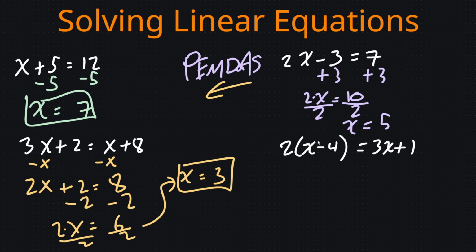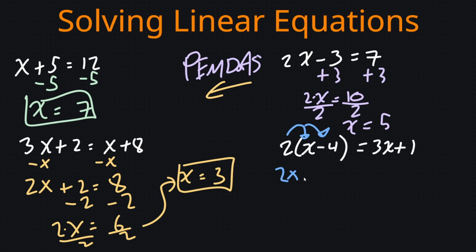Over here, we have some distribution going on. We have 2 times x minus 4 is equal to 3x plus 1. There's a few ways to deal with this. You can either divide by 2 on both sides or distribute it to both. I think dividing by 2 would get kind of ugly. So I'm just going to distribute this in right away, so I don't have to deal with that.